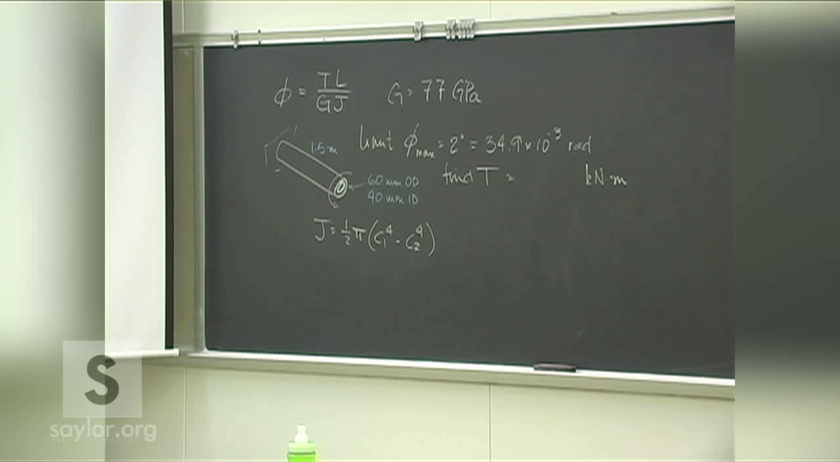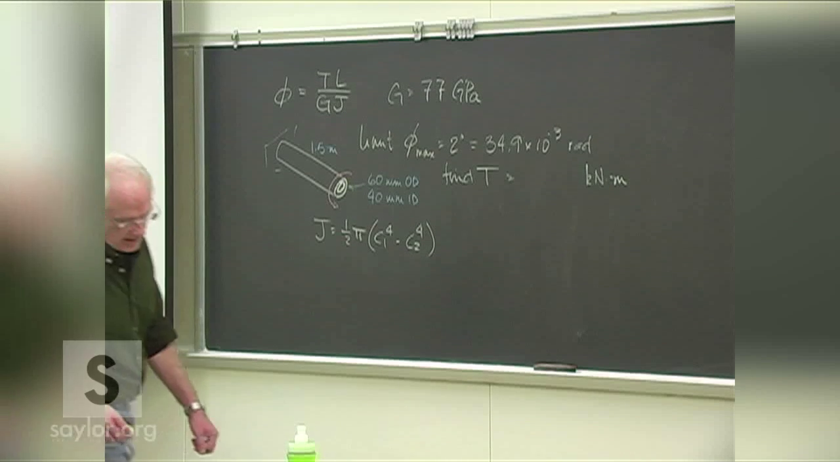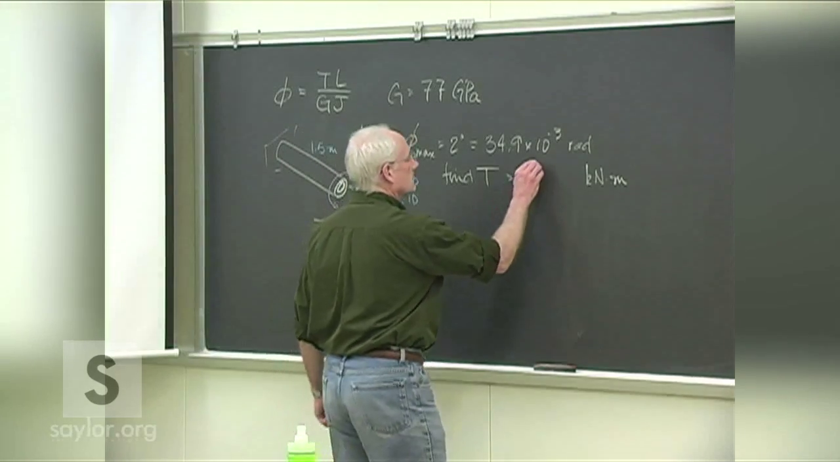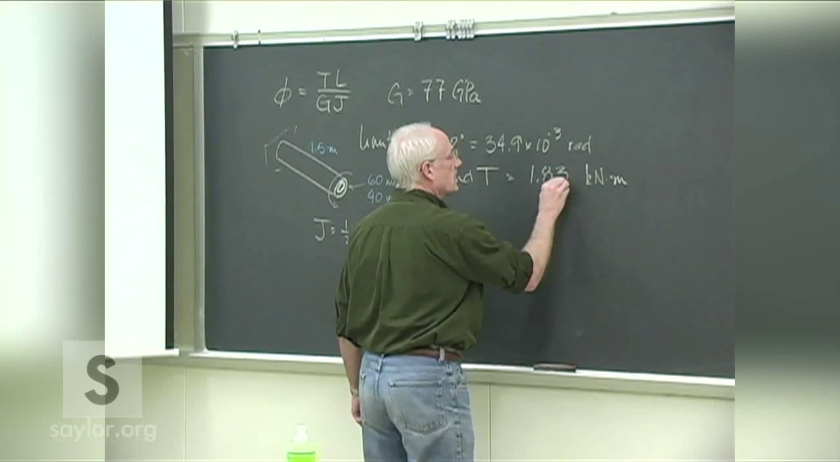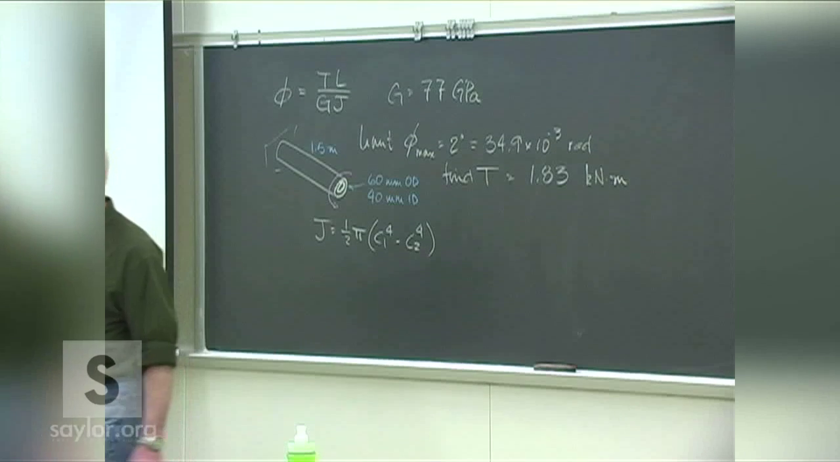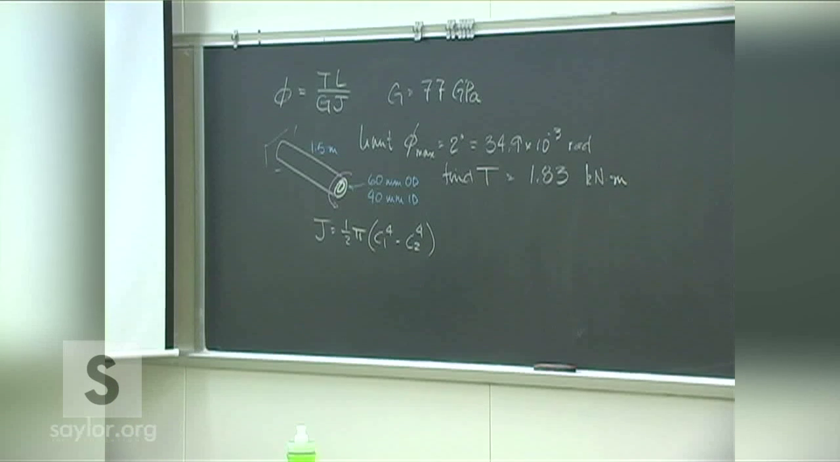Have you reconsidered? You got a loose nut on the keypad? All right, okay, I think most everybody's getting it now. Something like 1.83 kilonewton meters. Units should work out. Be careful on these.